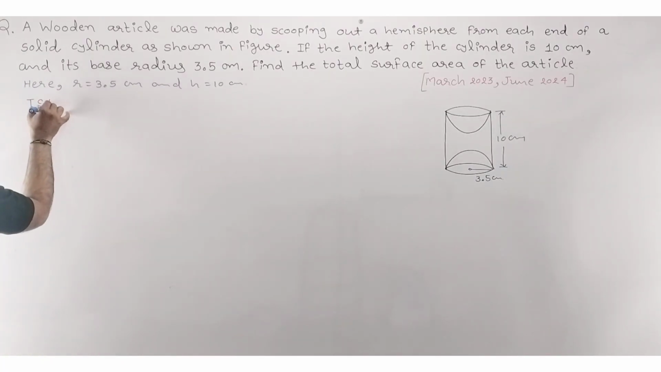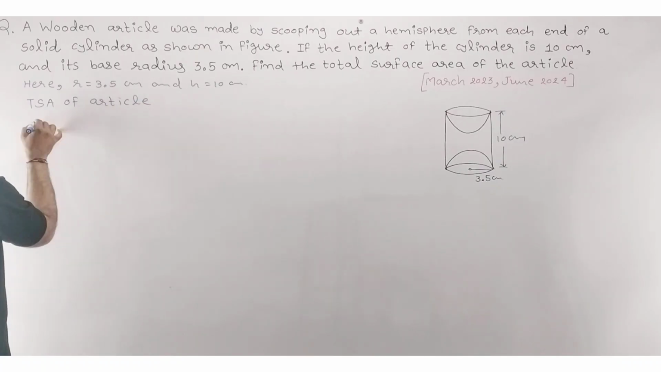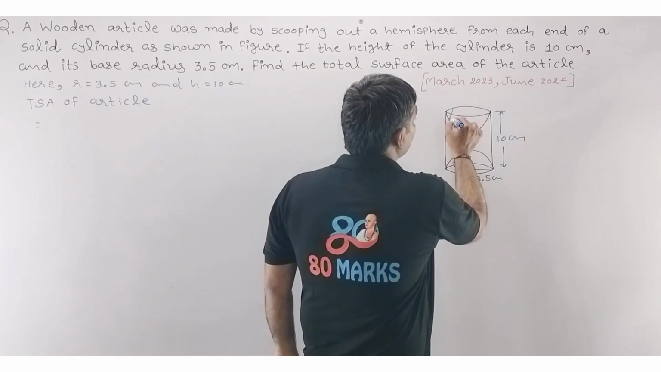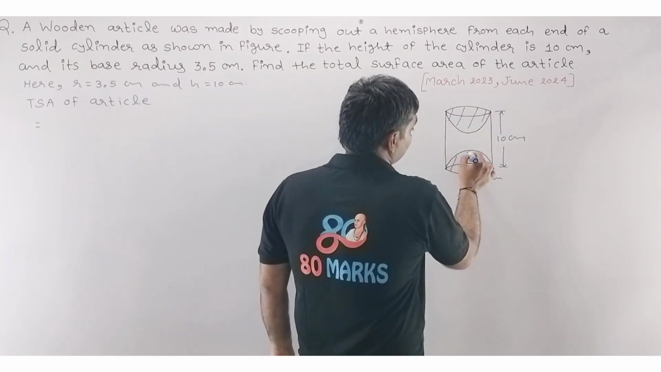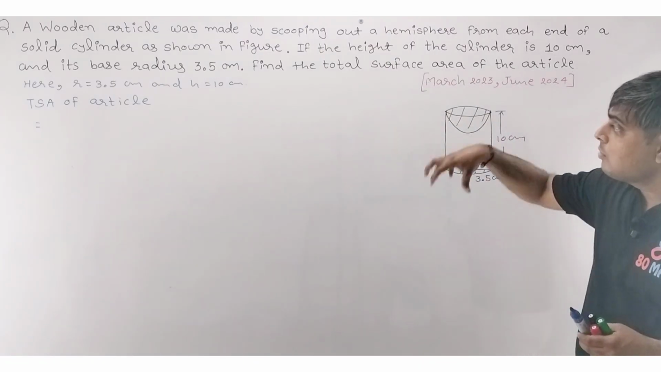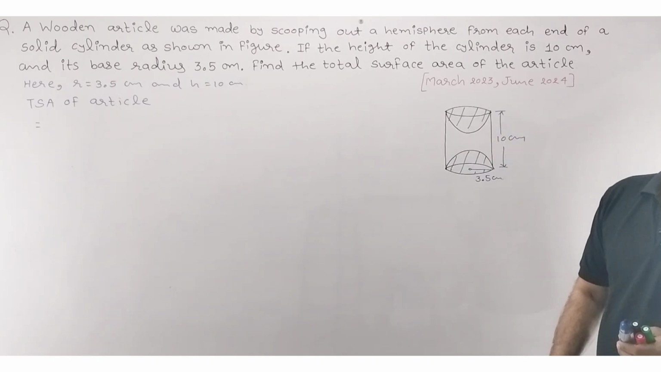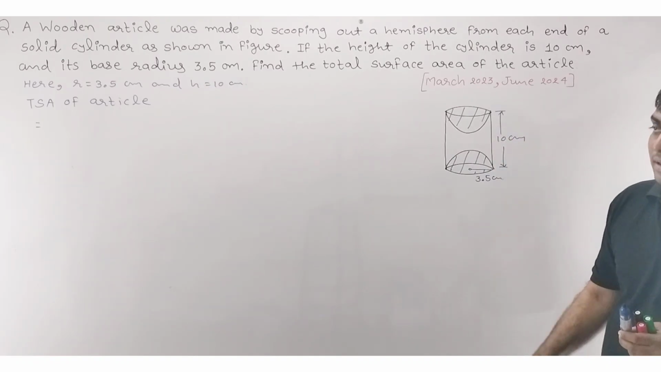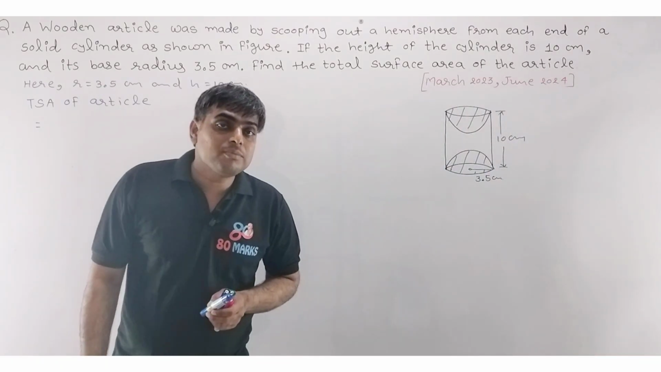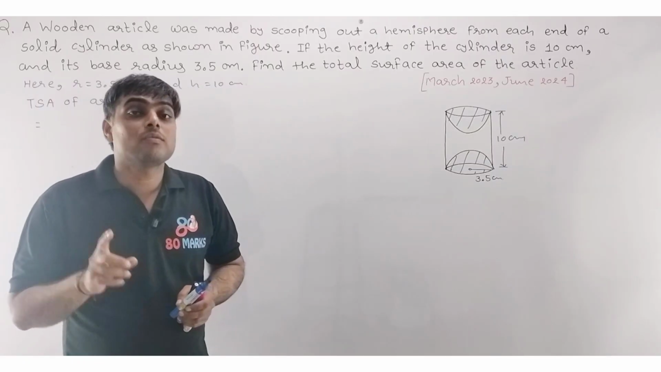Total surface area, TSA of the article. The article is made up of two things, one cylinder and two hemispheres. As we know, if an object is surmounted on another object or cut out, meaning scooping out from another object, the volume increases or decreases depending on the condition. If an object is surmounted by another object, volume increases. If an object is cut down or scooped out, volume decreases.